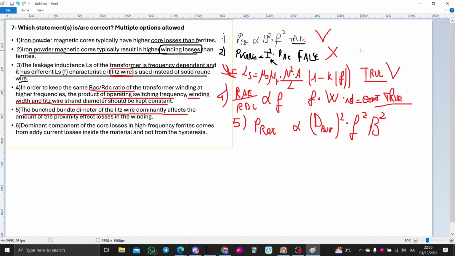Yes, it's not the magnetic field, it's H equal to mu 0 times B, etc. But you got the picture. So basically, the losses of the proximity effect grow with the diameter. So the statement that the bundle diameter dominantly affects the amount of proximity effect losses in the winding is true, because the proximity effect is proportional to the diameter.